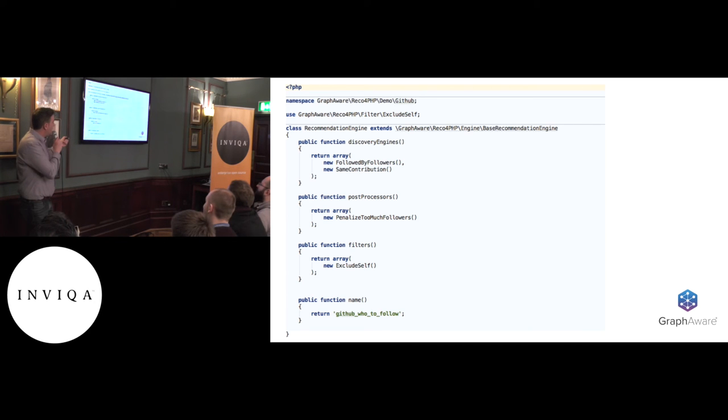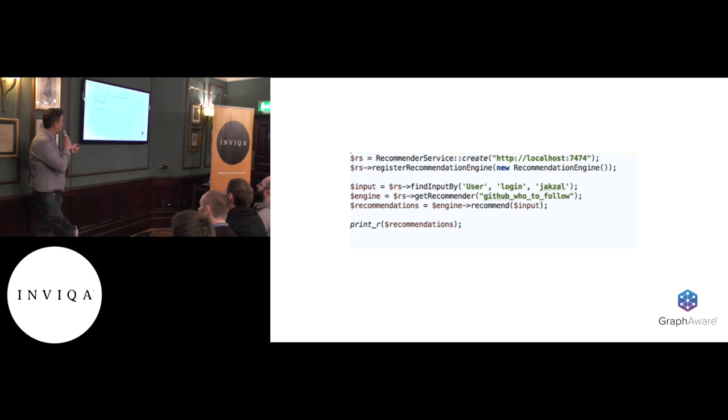After that, you just need to pin everything together. So you have 4 methods to override, which are giving the discovery engines, giving the post-processors, giving the filters, and there is no blacklist, so by default it's just an array. And then you would register your recommendation engine into the recommender service, because you can have one recommendation engine for recommending people, and one recommendation engine for recommending repositories to watch, etc.